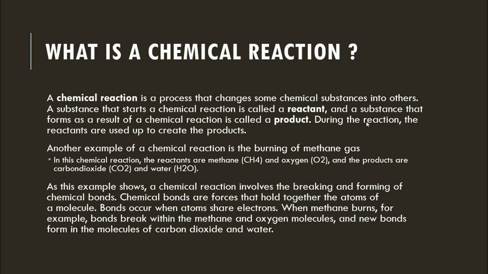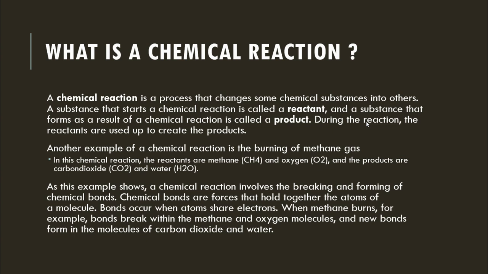let's just quickly remind ourselves of some things so we can keep up with the class. A chemical reaction is a process that changes some chemical substances to others. A chemical reaction is a chemical change that forms new substances. You know that already. A substance that starts a chemical reaction is called a reactant. Then the product is what is produced.